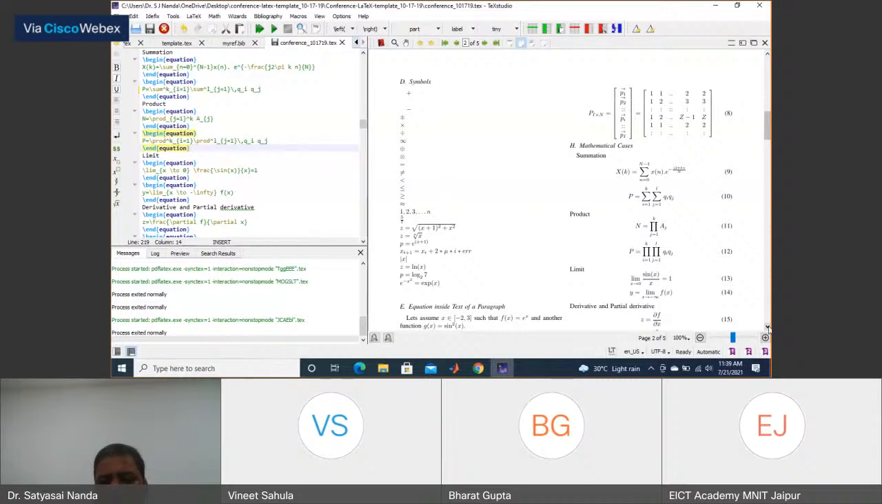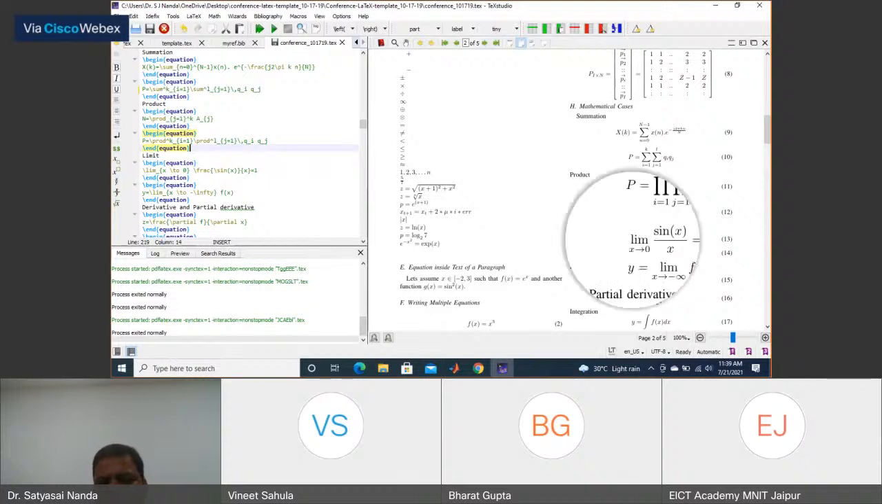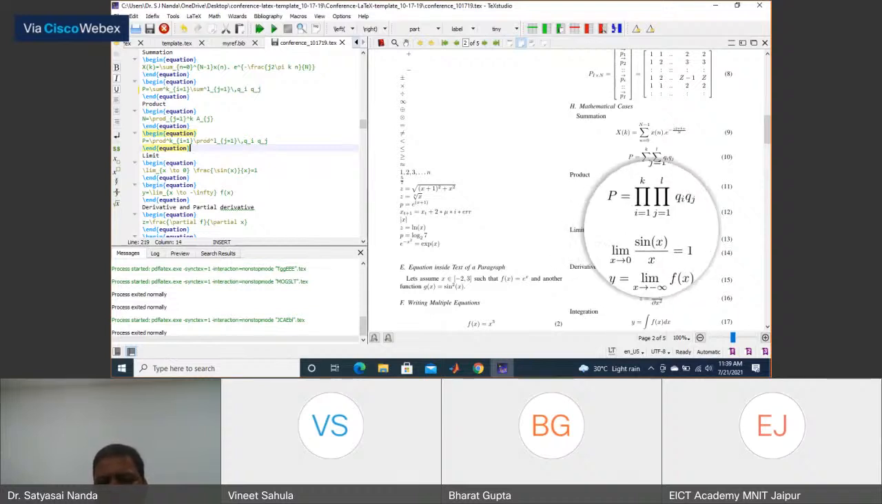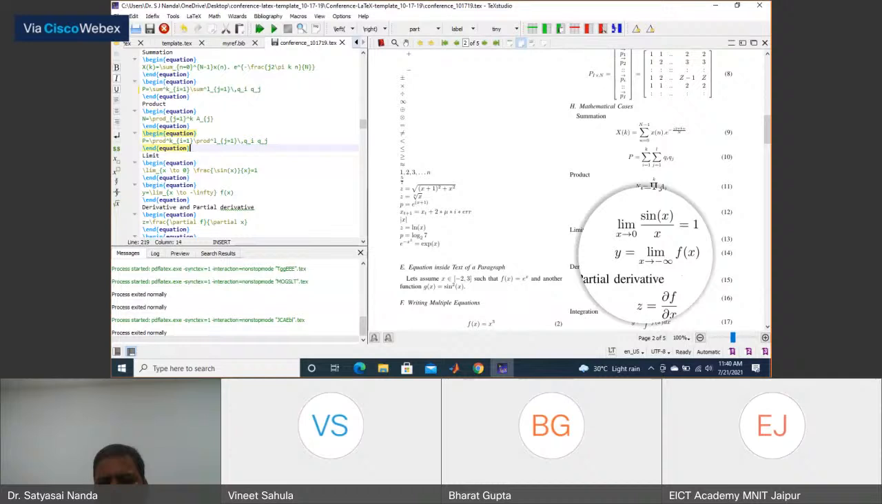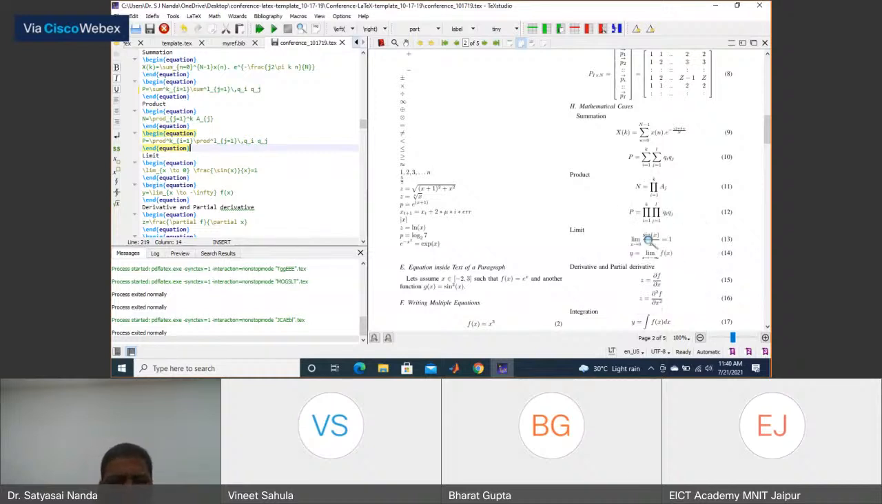Then there is another important part, which is how to write limit. Writing limit, you can observe this is a very famous limit equation: limit x approaches 0, sin x by x is equal to 1, one of the very popular limits. And another thing, writing y is equal to limit x approaches minus infinity f(x). So how to write this type of equation in LaTeX?